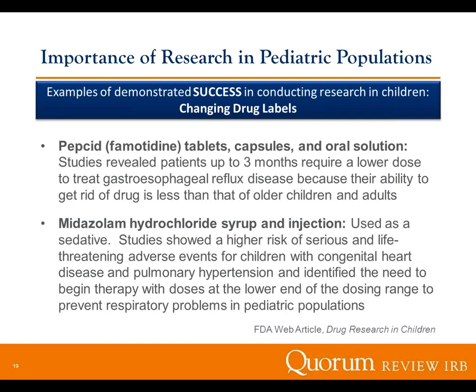Studies actually showed a higher risk of serious and life-threatening adverse events for children with congenital heart disease and pulmonary hypertension, and identified the need to begin therapy with doses at the lower end of the dosing range to prevent respiratory problems. So this research really showed some significant issues with the administration of this product, and by knowing the problems with this product and knowing how to actually dose with this product in children, children are better off because they still have this product available for use, but it can be used more effectively and in a manner that will not cause adverse events.